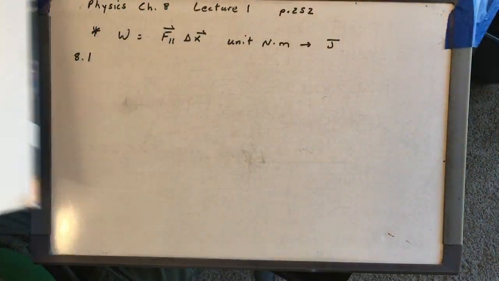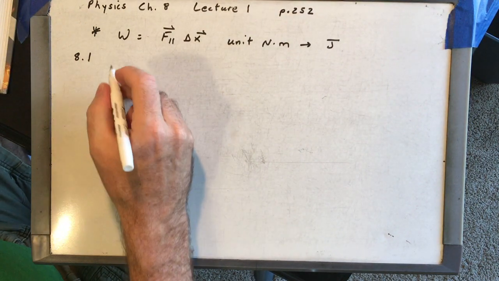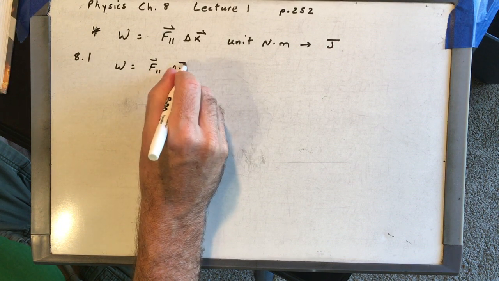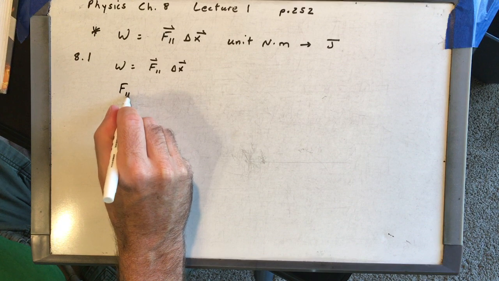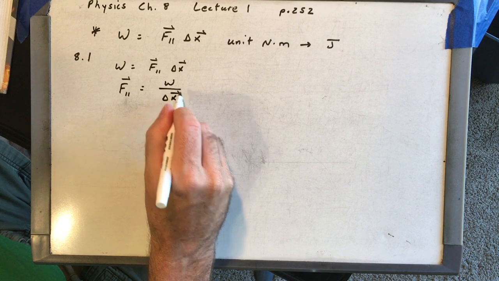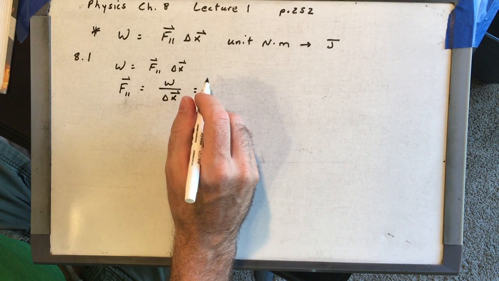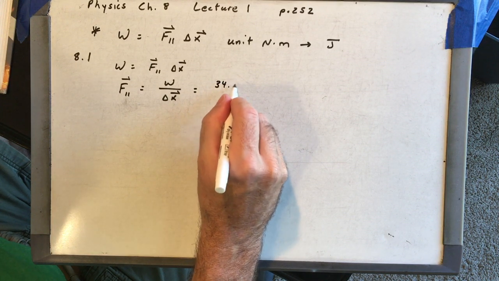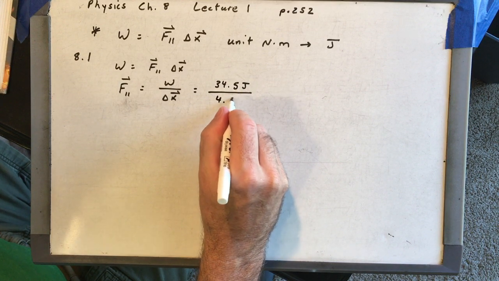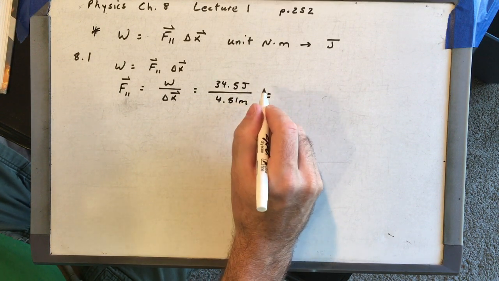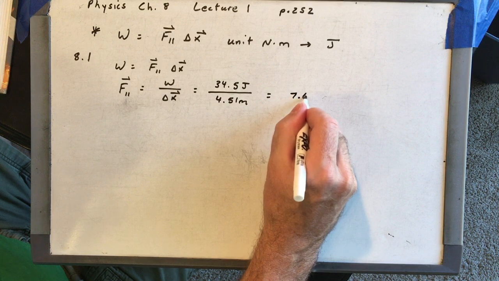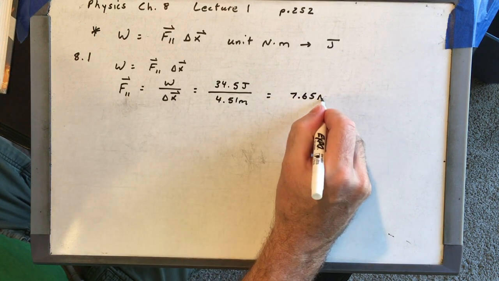So this is just an algebra question. If work is equal to force parallel times displacement, you want to solve for force. That's just going to be work divided by displacement. The work is 34.5 joules. The displacement is 451 centimeters, that's 4.51 meters. So you stick that in the calculator and you get 7.65. And the unit for force is newtons.